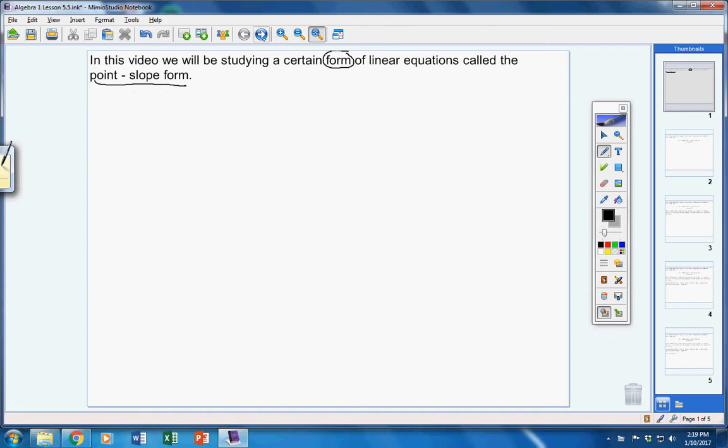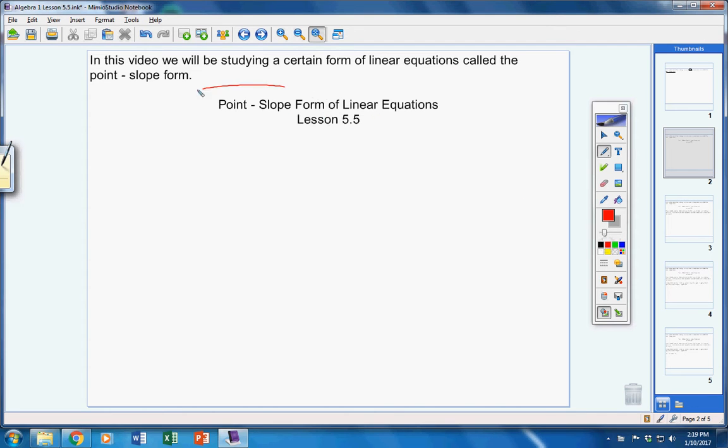So obviously your heading for today will be the point-slope form of linear equations, lesson 2.5. Please copy this in your notes so your notes are organized, and also please include today's date.